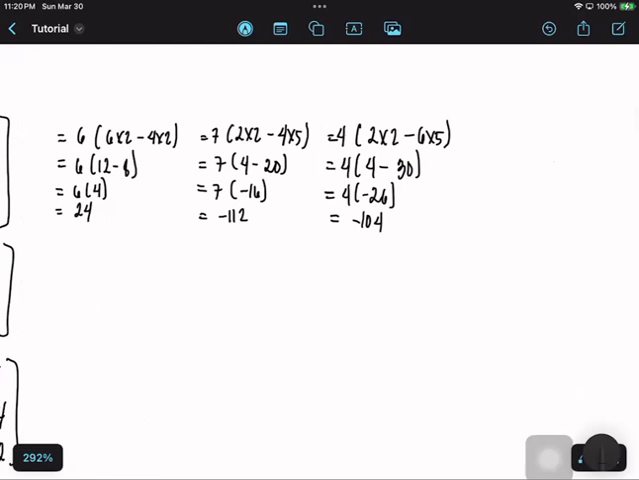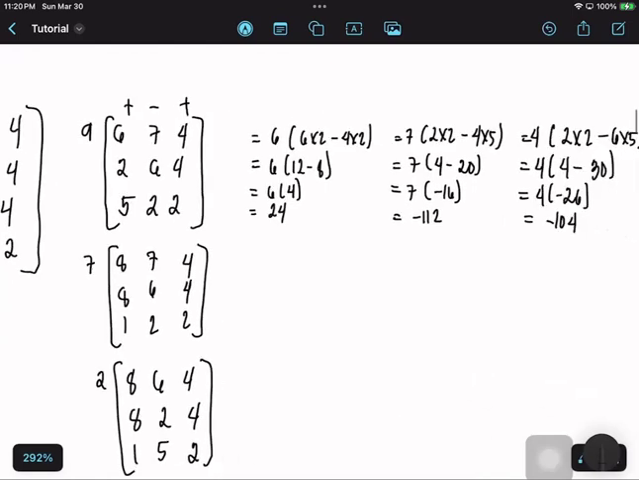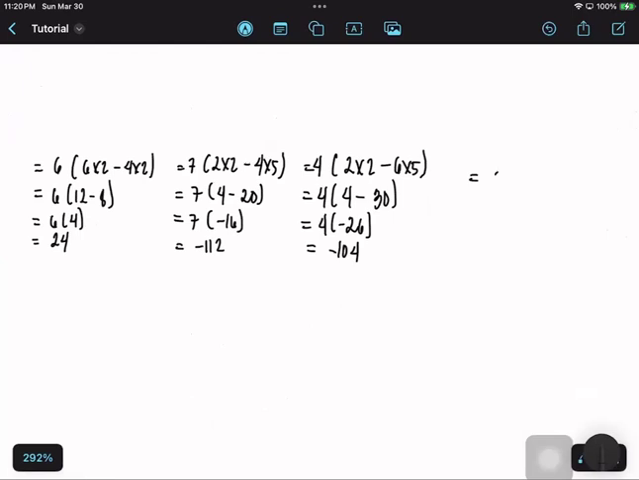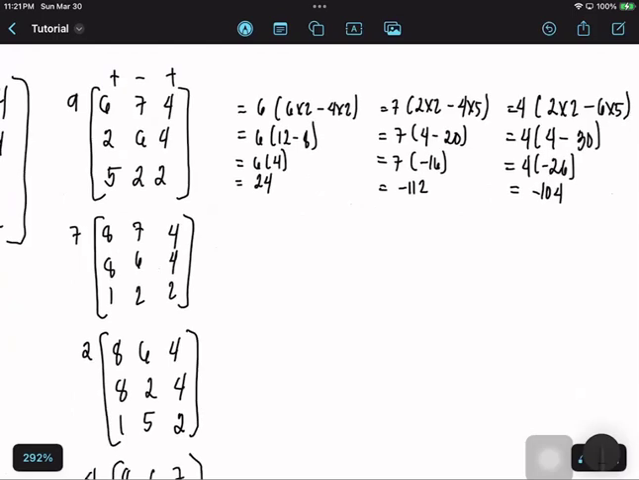So now, since we already came up with the 3, be mindful that it will follow positive, negative, positive, since that is the first row that we are basing on. It will become 24, then minus negative 112 plus negative 104. So you will do 24 minus 112, plus the negative of 104, and it will become 240 for this one. So we're done with that first one for the 9, but we'll first get the 3 by 3. We'll continue later for the next process.